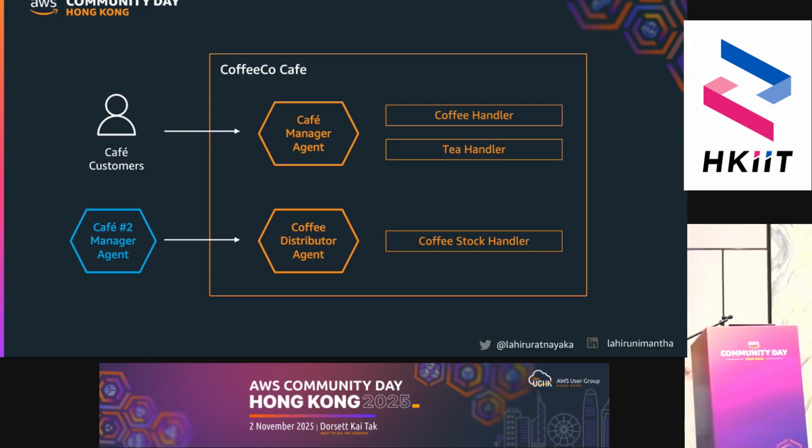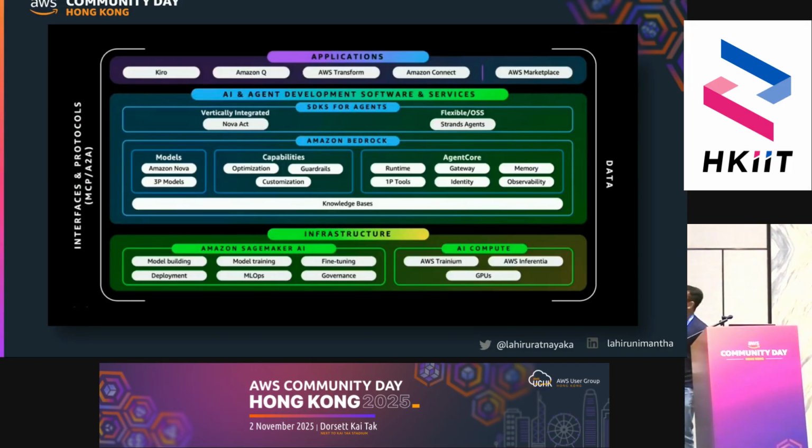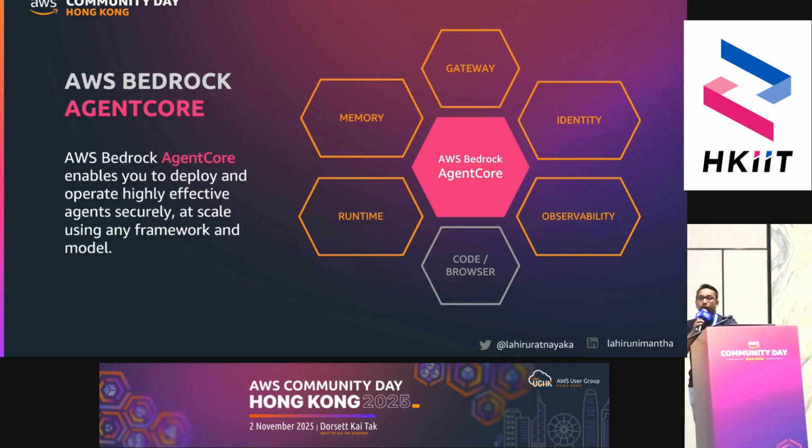Yes, we have. If you think about how AWS is supporting you in this agentic era, there are a lot of services provided by AWS, and today we are going to focus on the AgentCore service in AWS. AgentCore has 6-7 modules. These are independent, not dependent on each other, so you can run them separately.